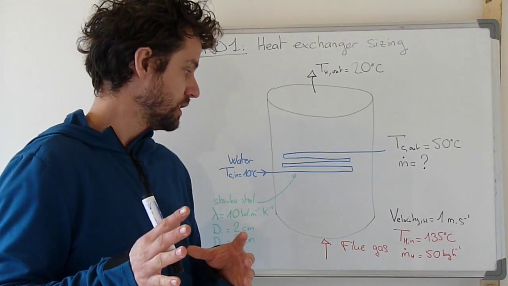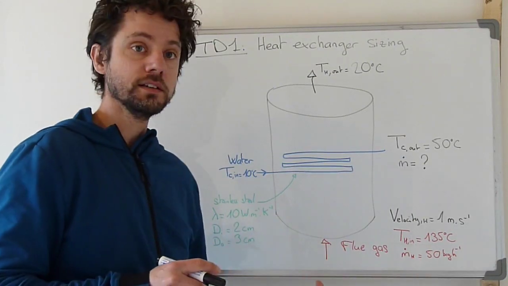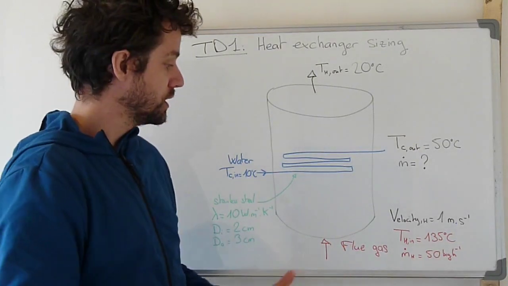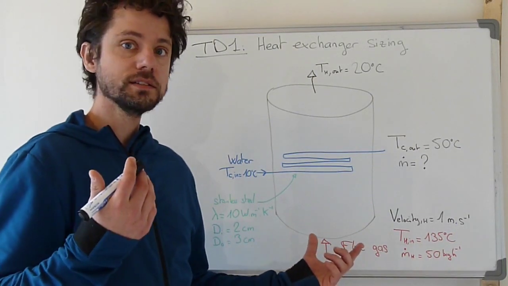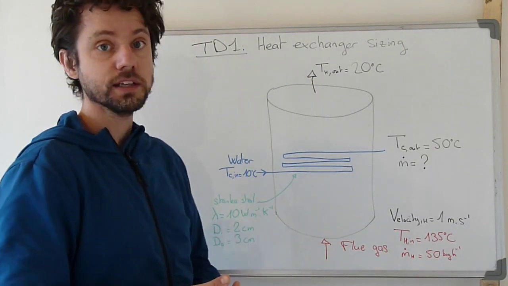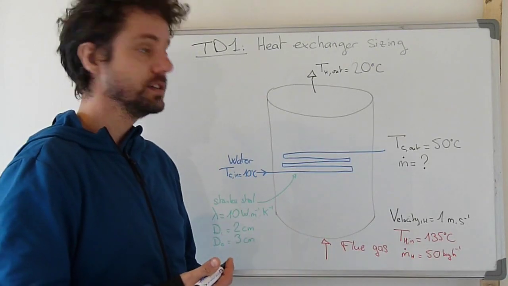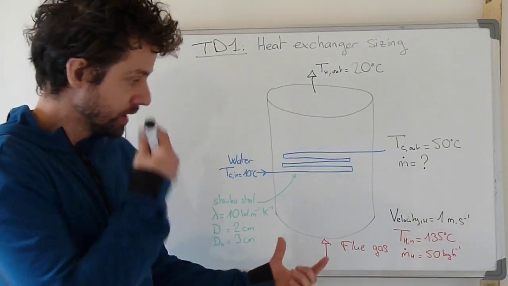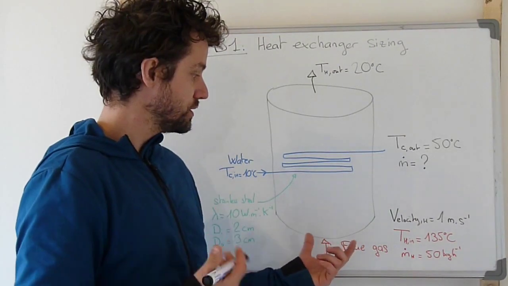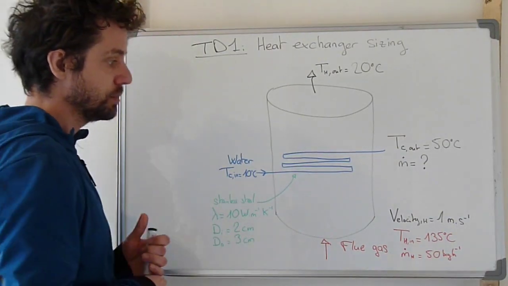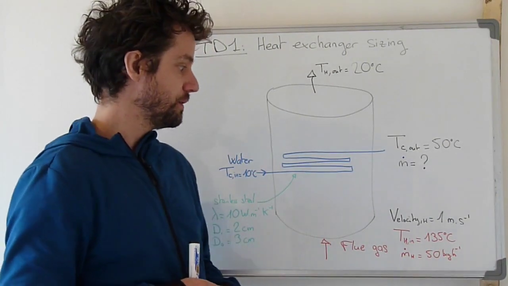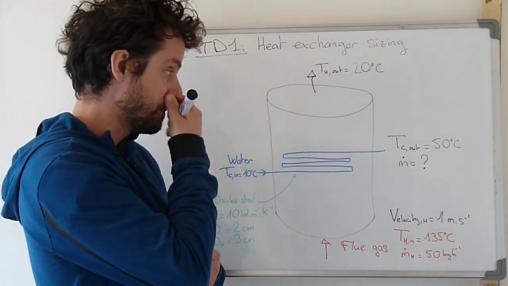We can imagine that there's a machine using combustion and doing we don't know what, maybe a motor, and we want to recover some heat from these flue gases in order to use it for something else, for example for heating one place. So we have this hot resource from which we want to take some heat, and the mass flow rate of flue gas we have is 50 kilograms per hour.